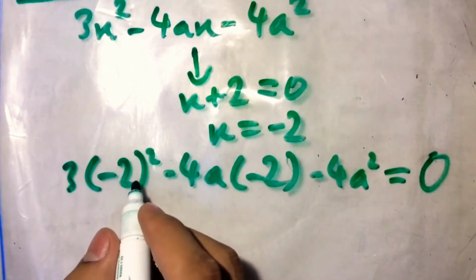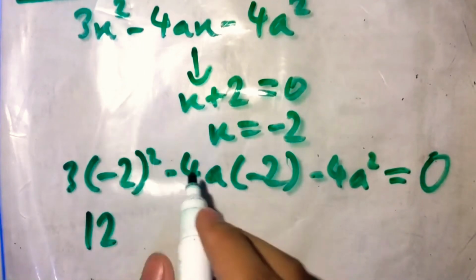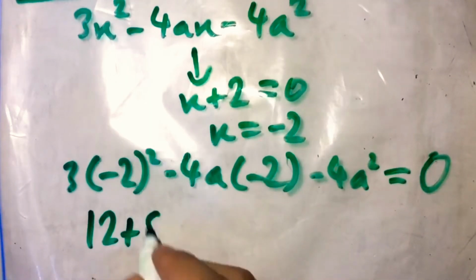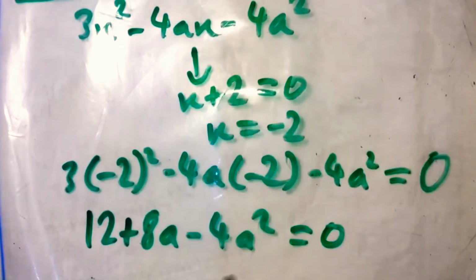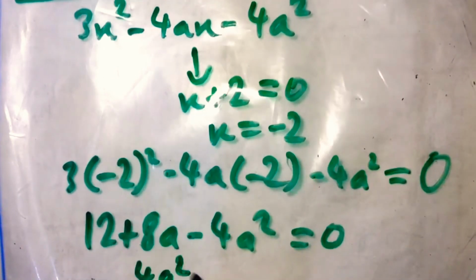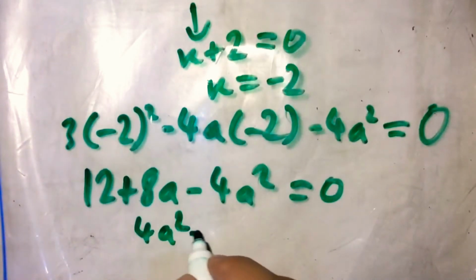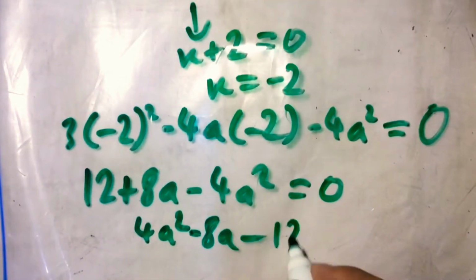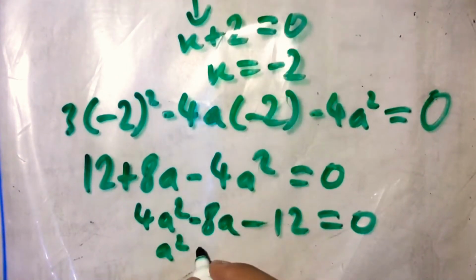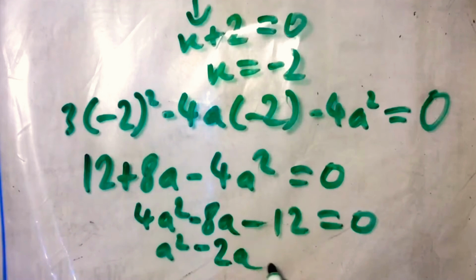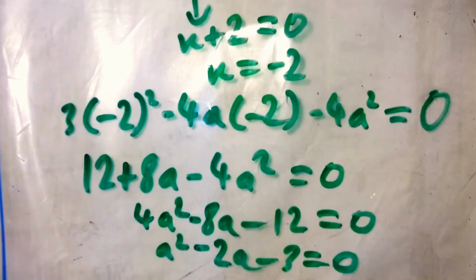Minus 2 square is 4, 4 3s are 12, 4 2s are 8a, minus 4a square equals 0. So 4a square minus 8a minus 12 equals 0. a square minus 2a minus 3 equals 0. Now we'll solve this equation to find the answer.